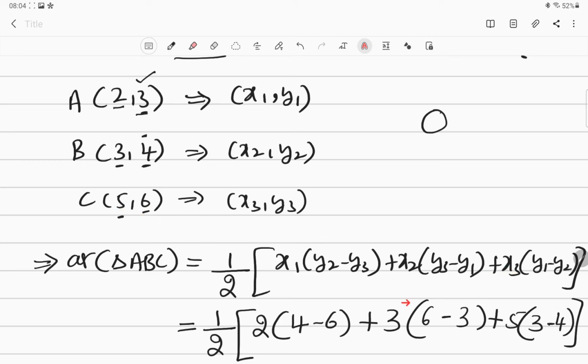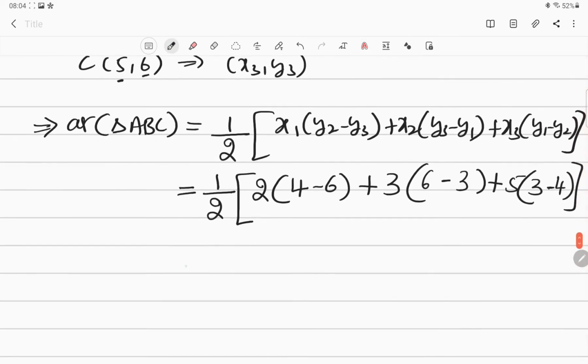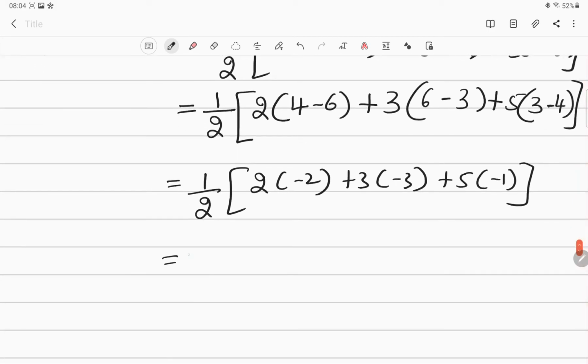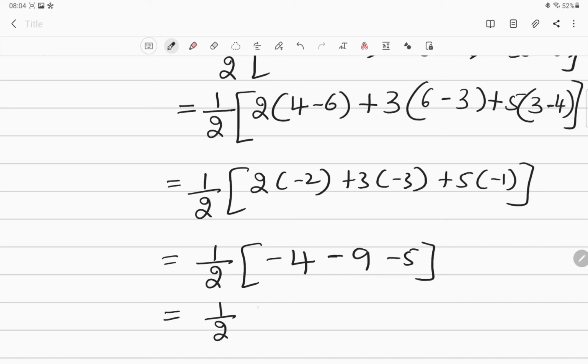So then x3 is 5, then bracket y1 minus y2. Y1 is 3 and y2 is 4. This is fine. All right, then moving forward, it is going to be 1 by 2 bracket 2 into minus 2 plus 3 into minus 3 plus 5 into minus 1. All right, so then it becomes 1 by 2 bracket 2 into minus 2 is minus 4, then minus 9, then minus 5, correct? Every calculation is fine, no?